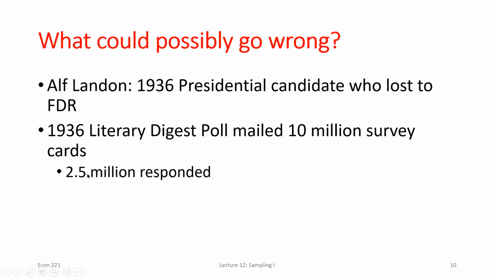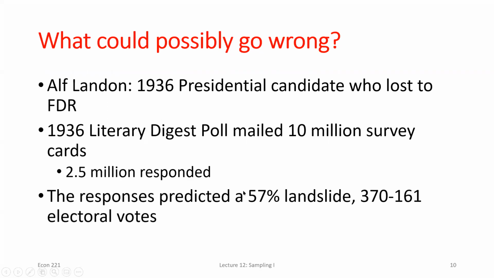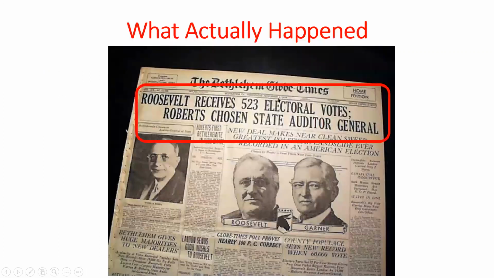I mean, they didn't get all 10 million to respond, but still, 2.5 million people in your sample is a pretty big sample. Also, I don't know if any of you have talked about surveys in other classes or a psych class, or tried to run your own. A 25% response rate is pretty good, right? So they were thrilled by this, right? And if they looked at those mailers and asked people who they were planning to vote for, they predicted this huge landslide, right? That Alf Landon was going to win, 57% of the popular vote and 370 of the electoral votes, right? So huge landslide victory. What actually happened?